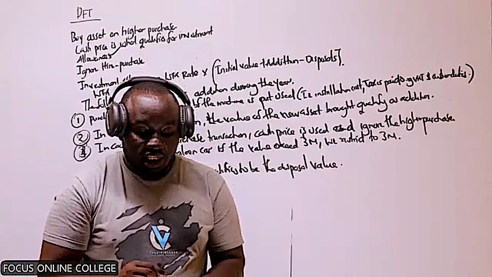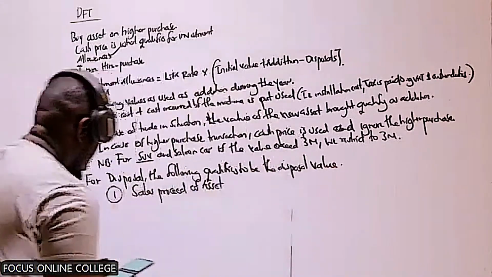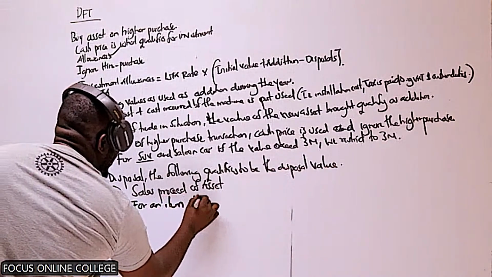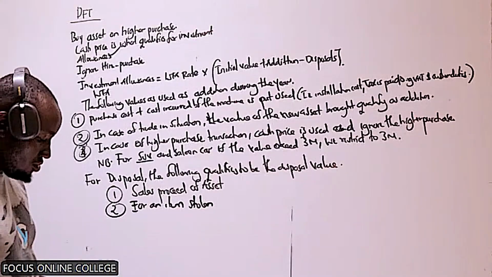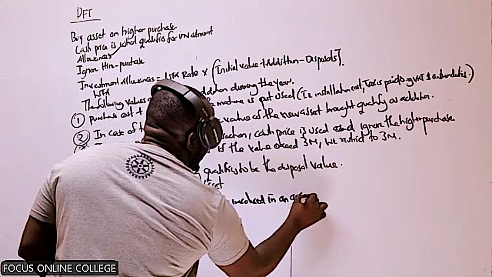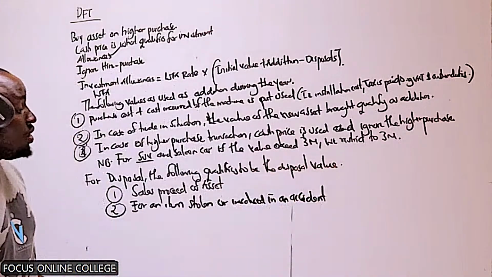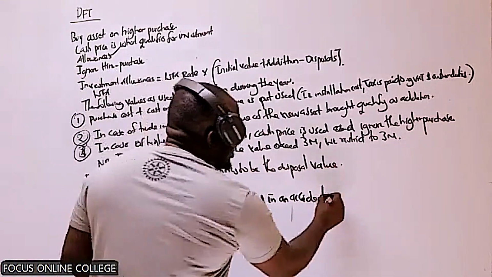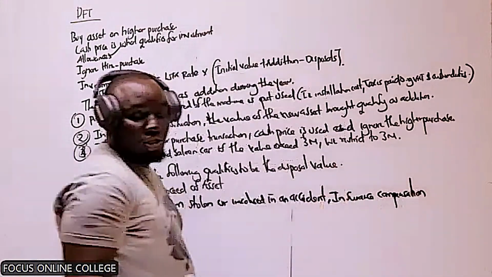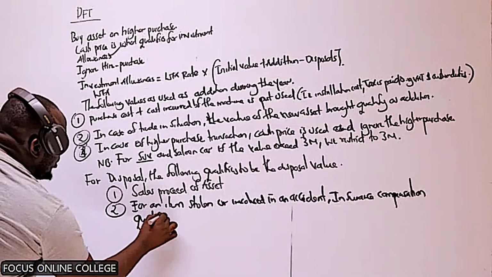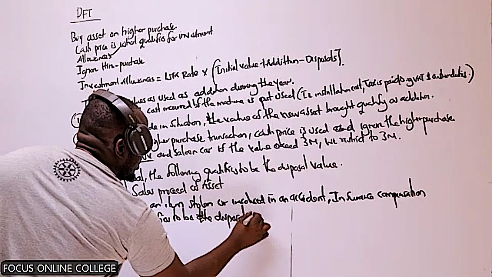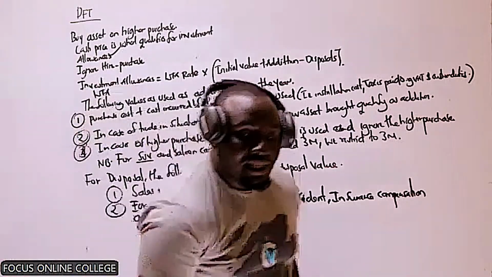Number two, we say for an item that is stolen or involved in an accident, the insurance compensation qualifies to be the disposal value. Make sure those concepts are at the back of your mind.